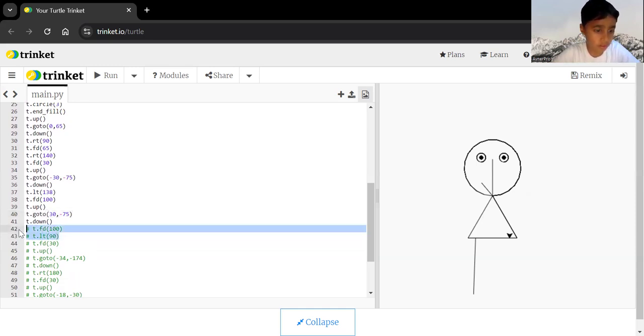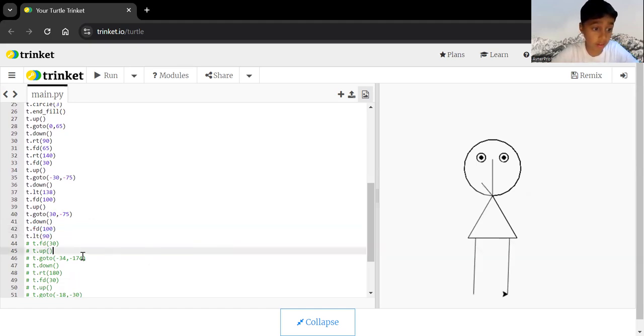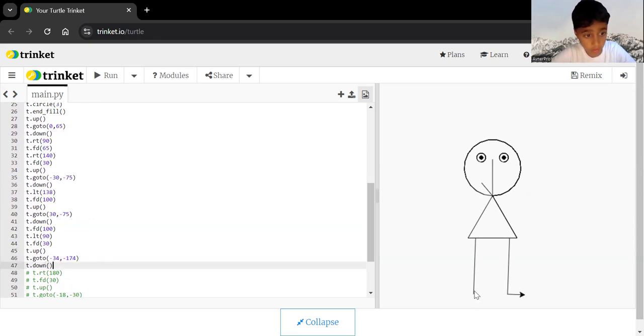So, t.setheading, 90. Now t.fd 30 makes the leg. Now we have to make the other leg. For that, the coordinate is minus 34 comma minus 174, which is over here. Now we have to switch this angle to 180. My bad. And then t.fd 30.